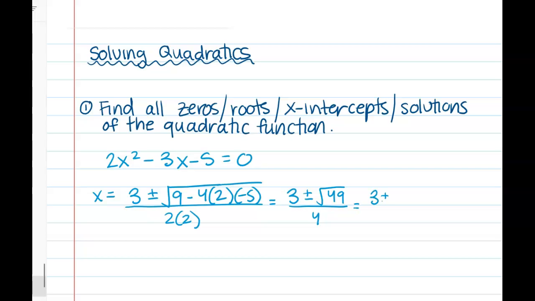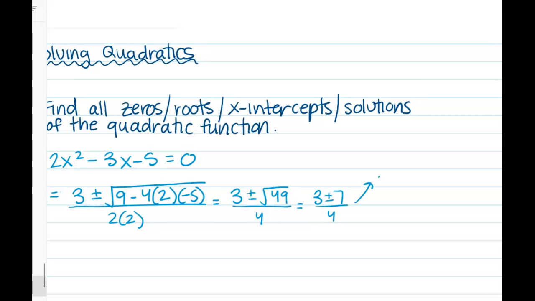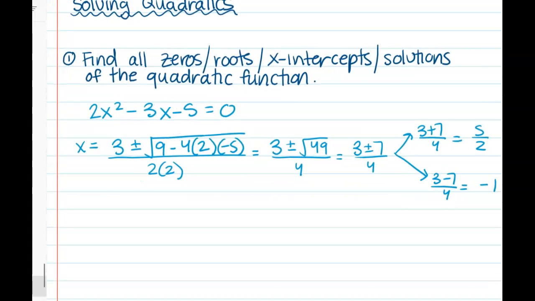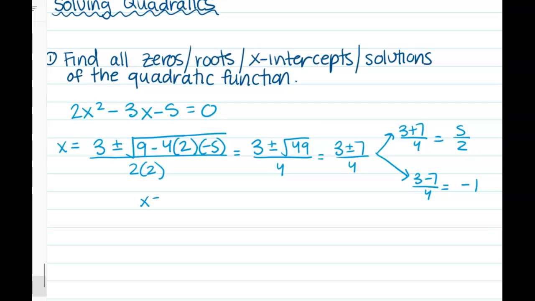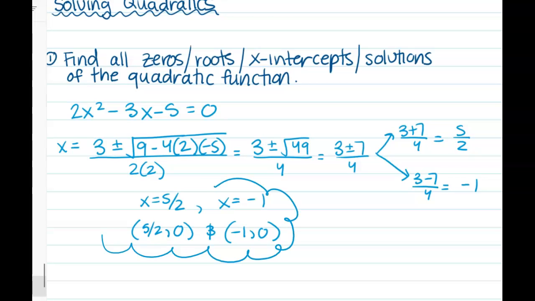This is 3 plus or minus 7 over 4, because the square root of 49 is 7, and then we split it. 3 plus 7 over 4 is 10/4, which simplifies to 5/2. 3 minus 7 over 4 is negative 4 over 4, which is negative 1. So then our answers are x equals 5/2, and x equals negative 1. If we wanted them as points, we could say (5/2, 0) and (negative 1, 0). It depends upon the exact wording.